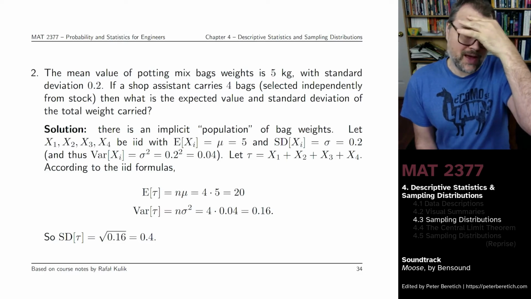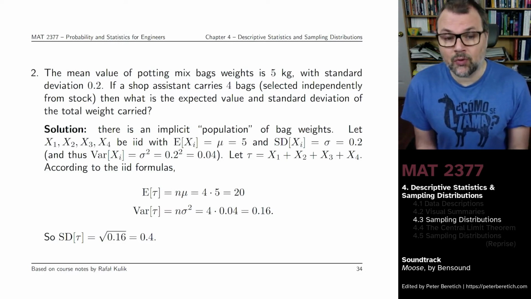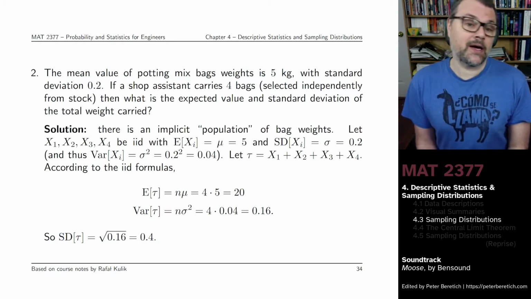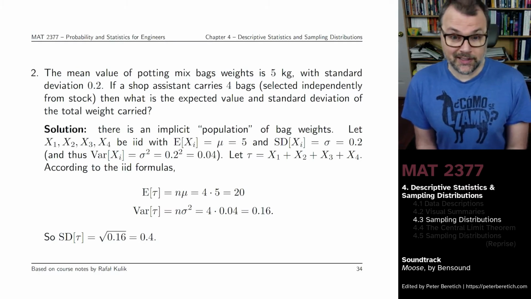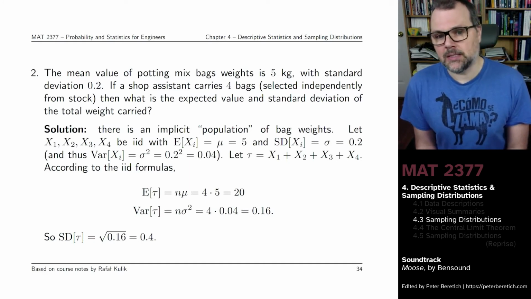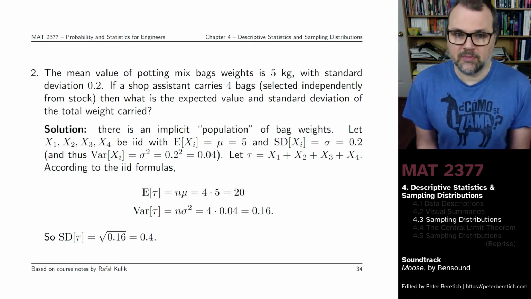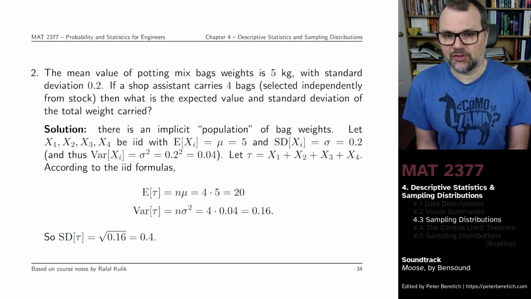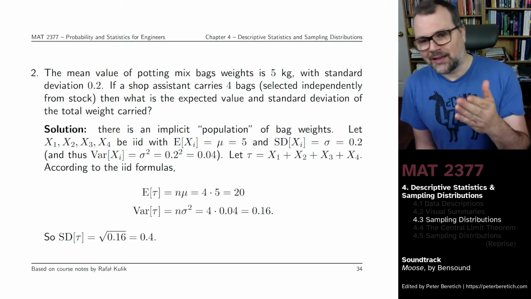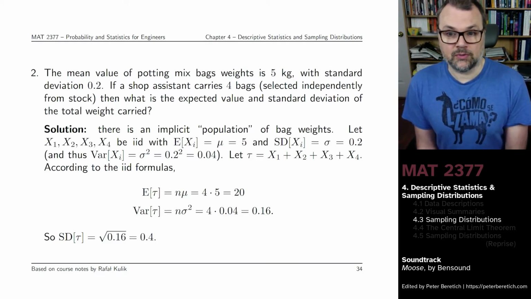Right? So there's 4 bags. They're going to have weights X1, X2, X3, and X4. And these, by assumption, are IID because they've been selected independently. And the expectation of the weight is the mean value in the population, which is 5 kilograms. And we've said that the standard deviation is sigma, 0.2.